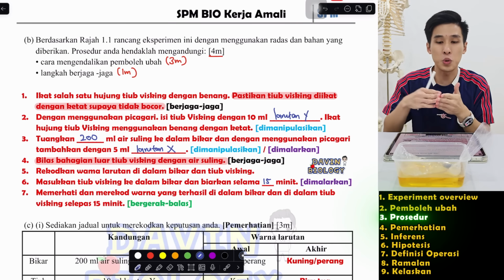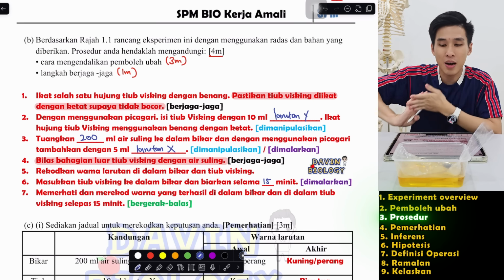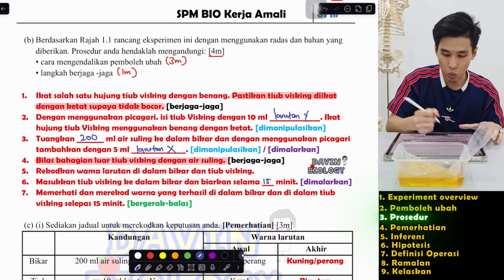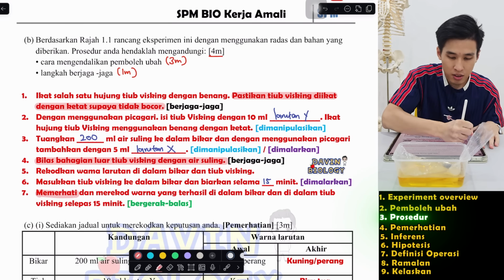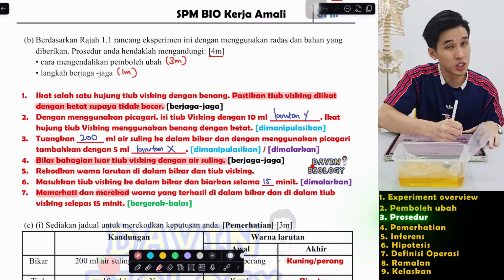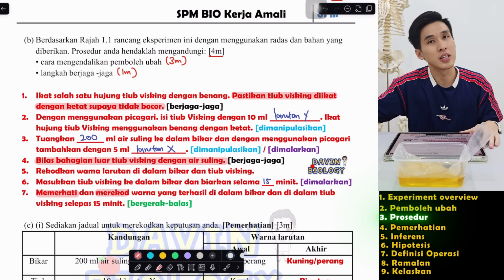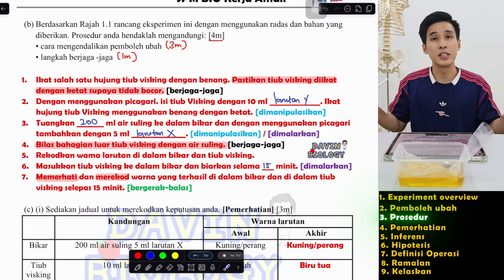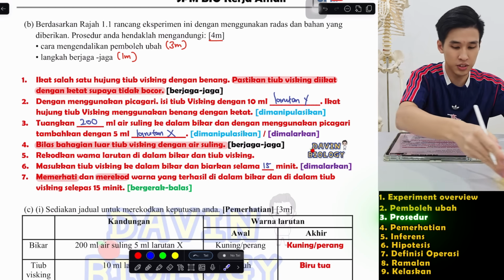And bergerak balas always will be at the last sentence, because bergerak balas is your outcome. Outcome is always at the end, your keputusan. So memerhati dan merekod, like we said just now, perubahan warna dalam bika dan tube visking. That's your bergerak balas punya mark. Settle. Okay. Let's put this aside first.